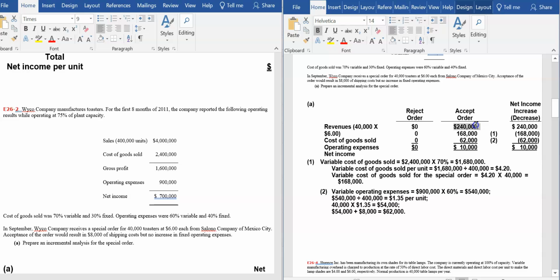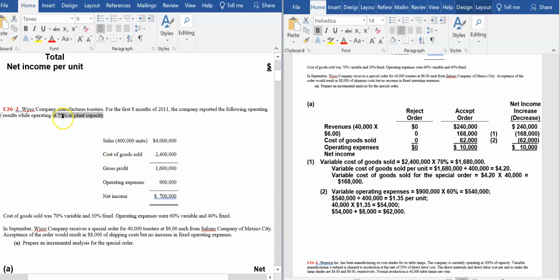In order to fulfill that order, they will need to make the additional toasters. They will have to incur variable cost. They will not incur the fixed cost because there is no increase in the fixed cost. They have the capacity to fulfill this order without having to buy more equipment or pay more supervisors.